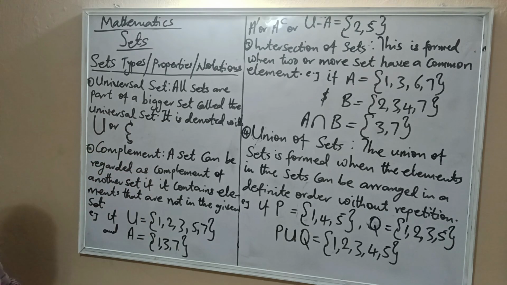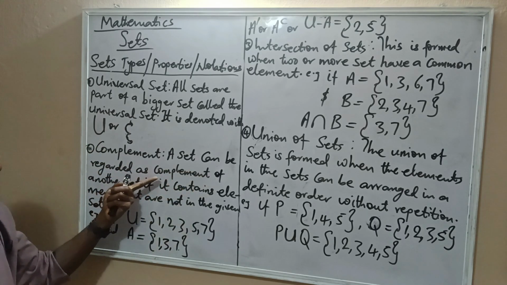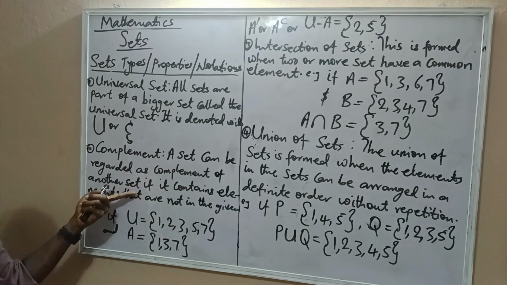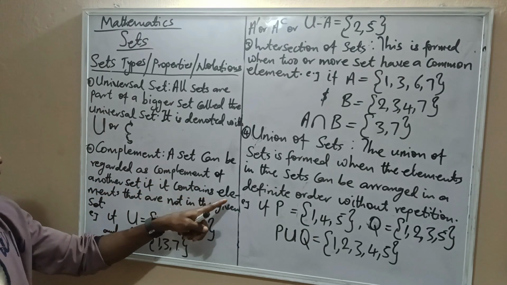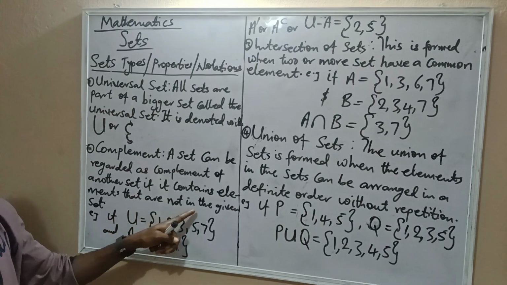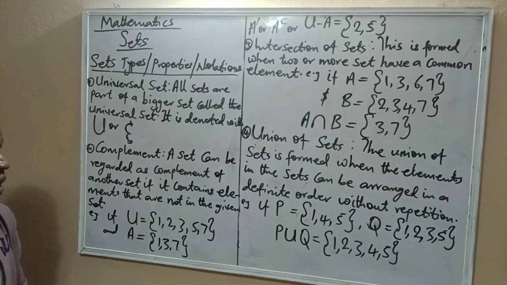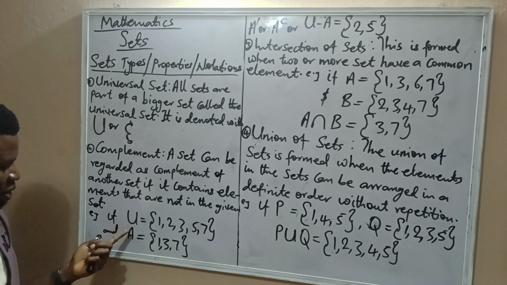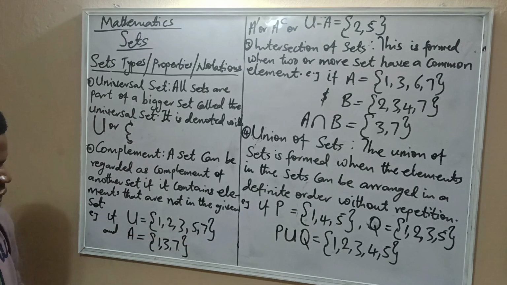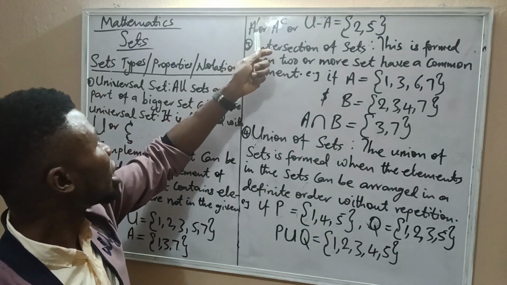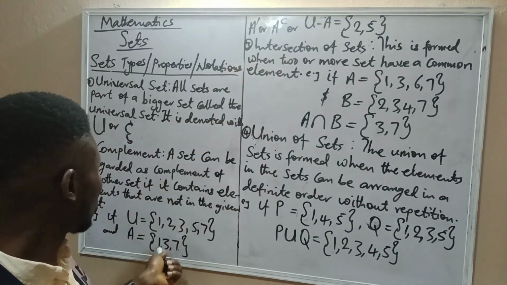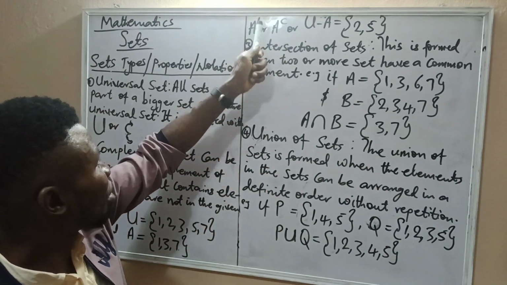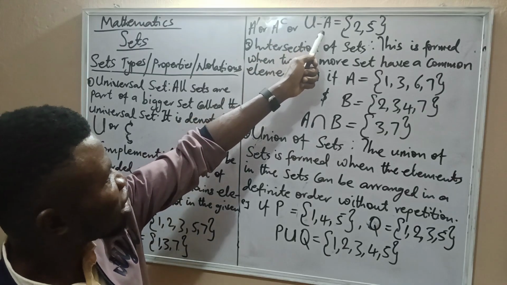Now, complement. A set can be regarded as a complement of another set if it contains elements that are not in the given set. Now, for instance, if we have the universal set to be 1, 2, 3, 4, 5, that's the element of the universal set. And then we have another set, which is a subset of the universal set as A equal to 1, 3, 7. Now, A prime or A complement, which is the complement of set A, is noted with A prime or A complement, or the universal set minus A.